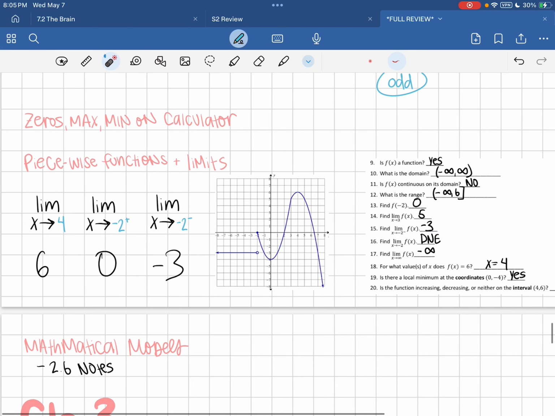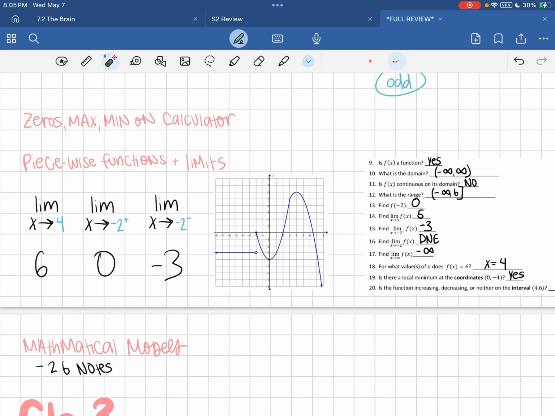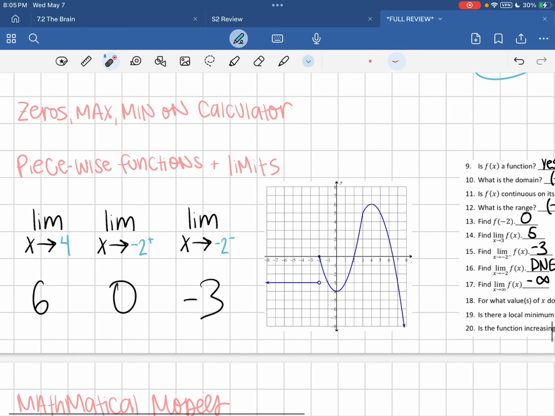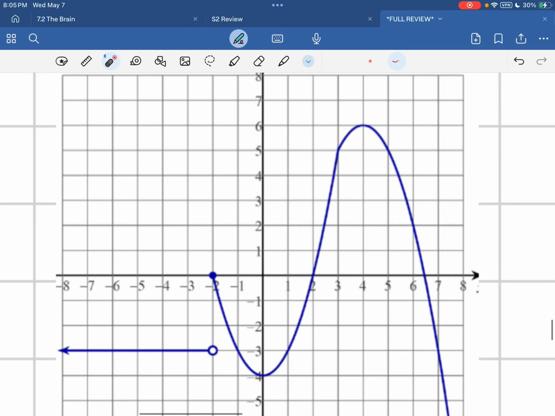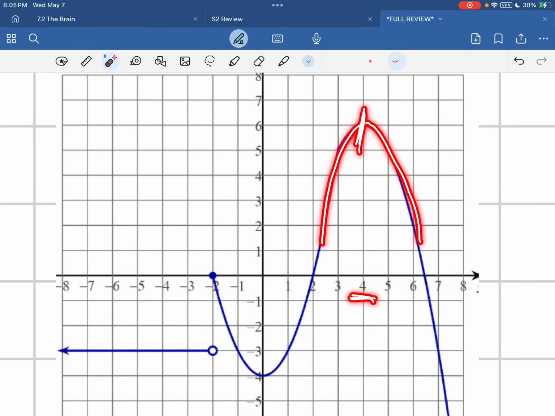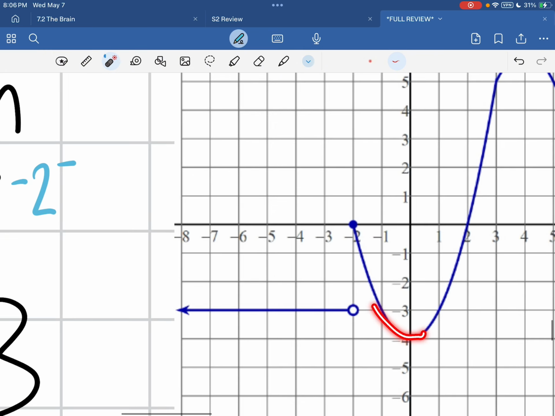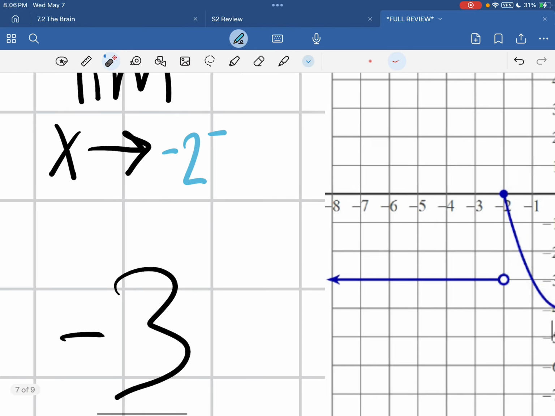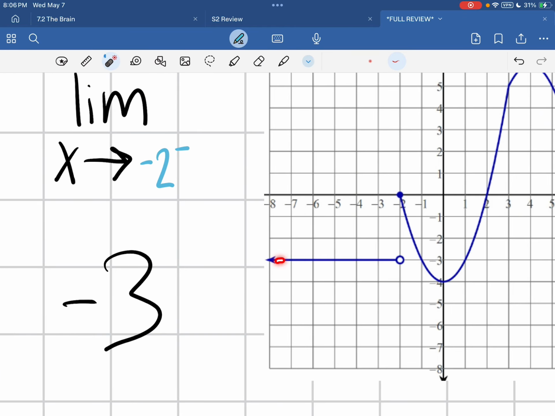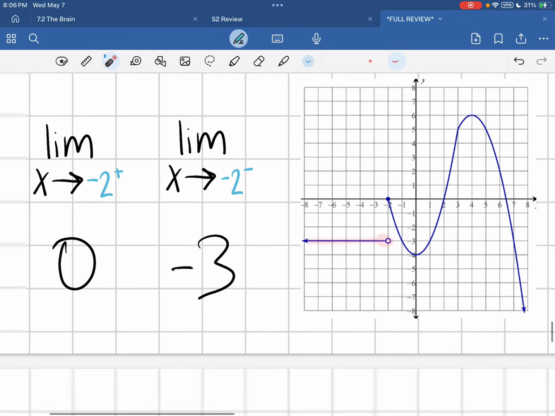Next was limits, which are just trying to explain when your graph approaches a certain x value. So in this problem, when x equals 4, on both directions, the graph is approaching 6. For negative 2, coming from the right, because of that plus sign, your graph is approaching 0. But from negative 2 coming from the left, your graph is approaching negative 3.